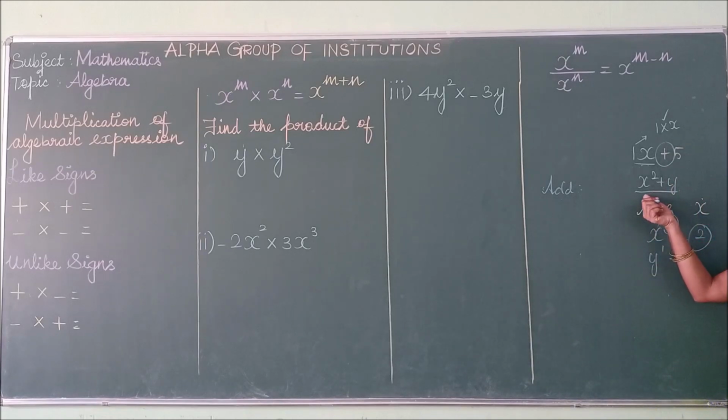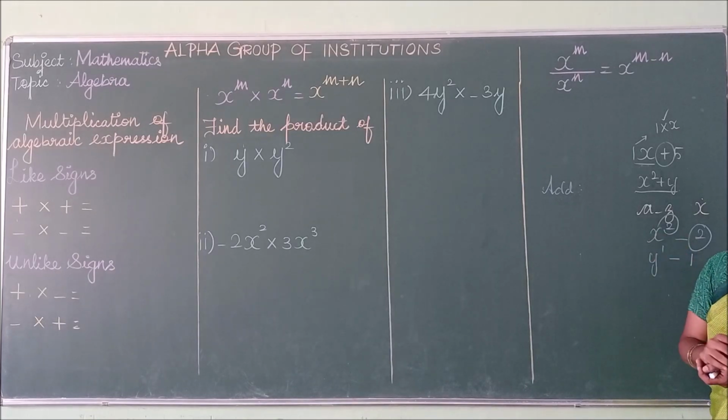So look at this problem, x squared plus y. x squared is one variable, y is another variable. Is there any relationship between this x and y? No. The terms are not the same because x is one variable, y is another variable. So you should not add those two terms.